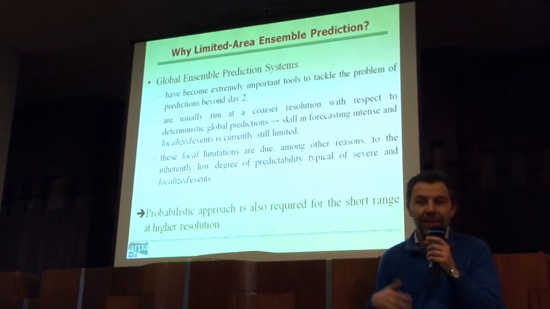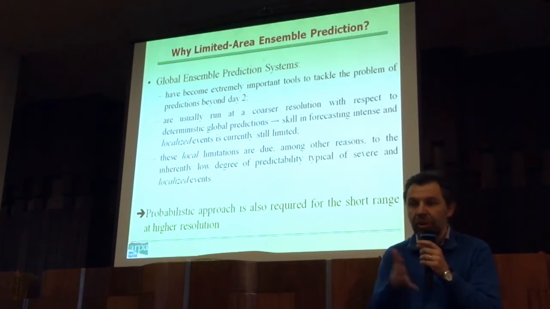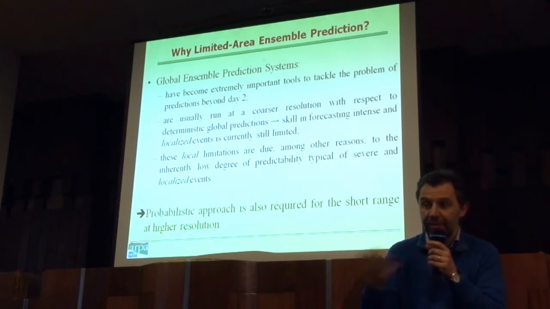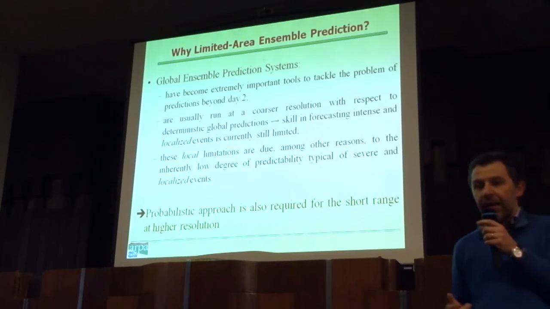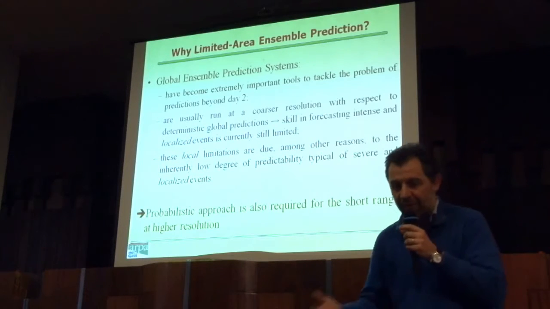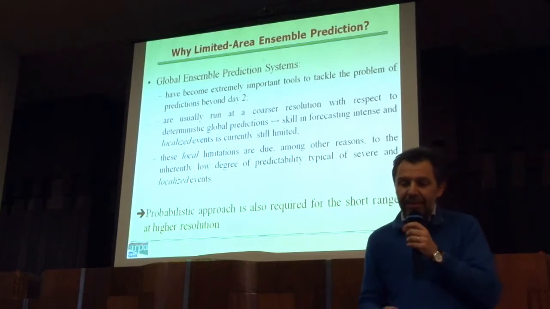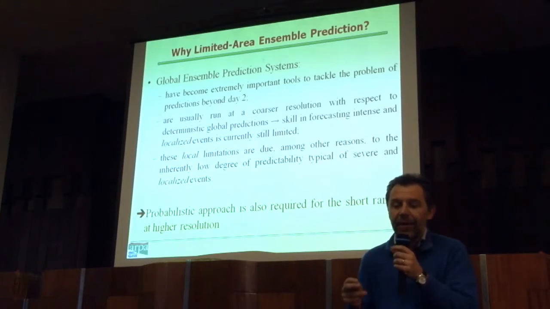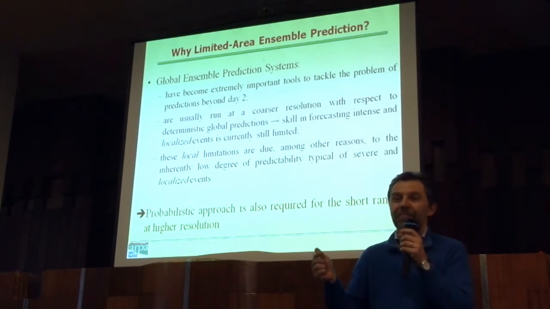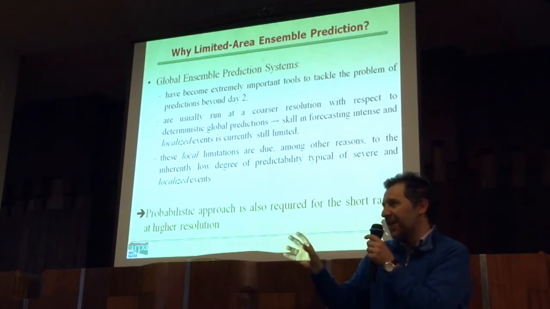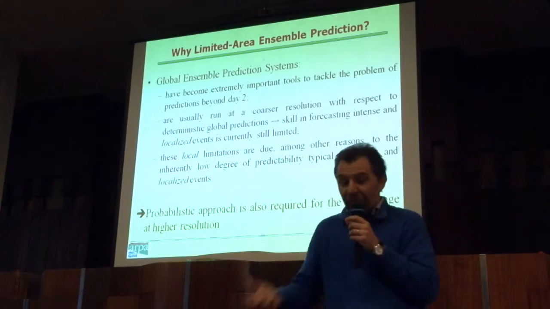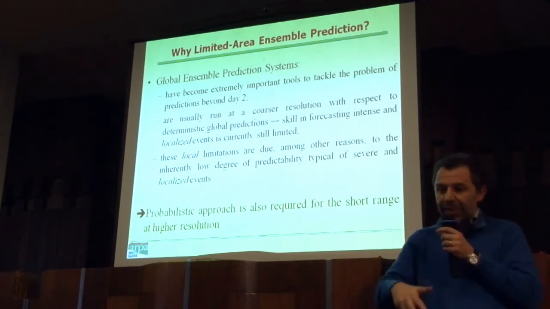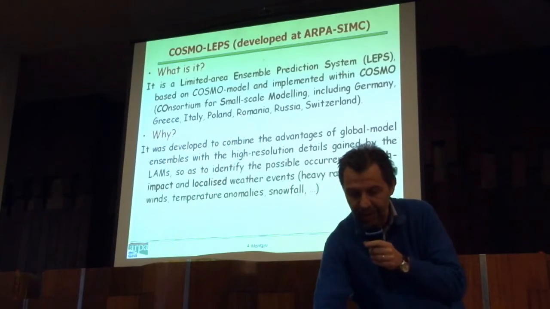The ECMWF EPS, which is the global ensemble system with the highest resolution in the world, runs at about 32 kilometers of horizontal resolution, which is half of the resolution of the deterministic system. So 32 kilometers can be enough for the prediction of some weather events, and maybe not enough for other types. In particular, we can see that the limitation in the forecast skill is also due to the low degree of predictability when we go to very short scales or very short time ranges for this type of severe and localized weather events. We will see that the length of the forecast horizon will be much shorter today with respect to yesterday. Unfortunately, much shorter. So for this reason, we can say that the probabilistic approach is also required for the short range, also at high resolution.